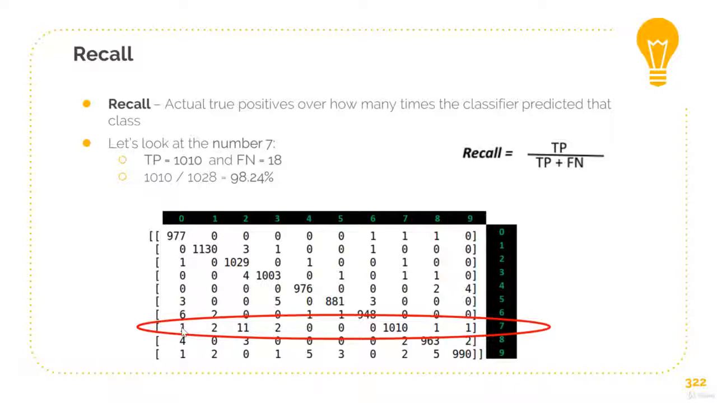So let's sum this up. This row here, everything here except 1010 will give you 18. And that's exactly what we calculate here, and we get 98.24%, and that's our recall. So now let's move on to precision.